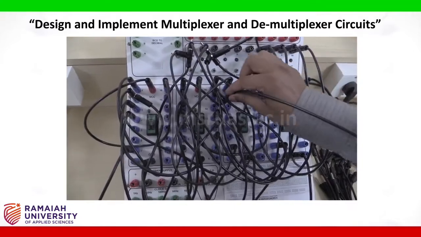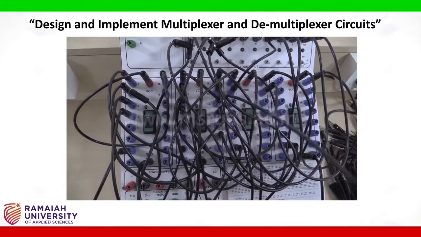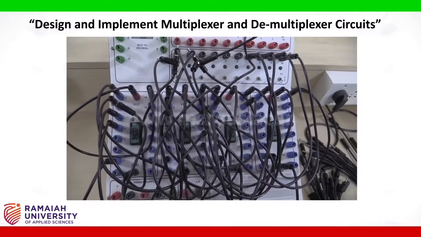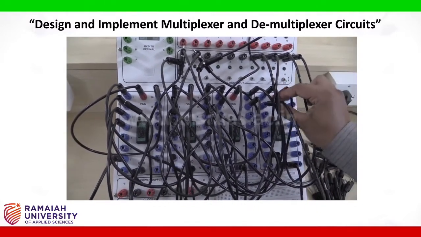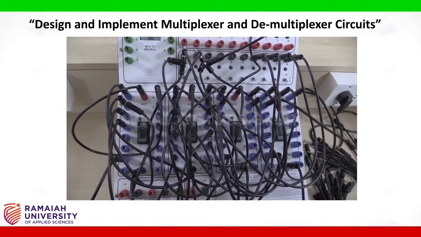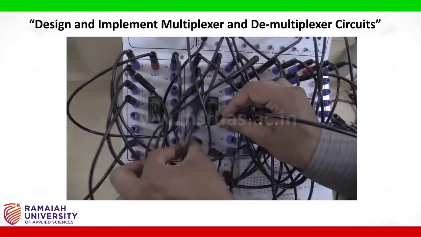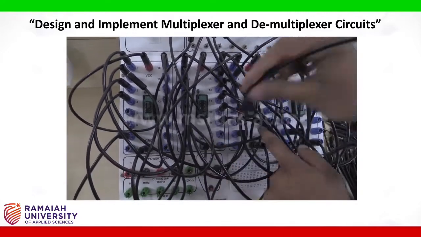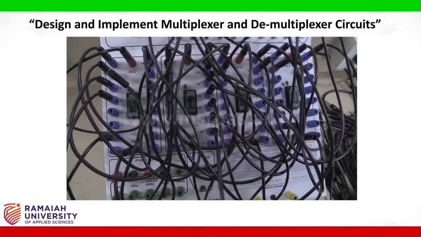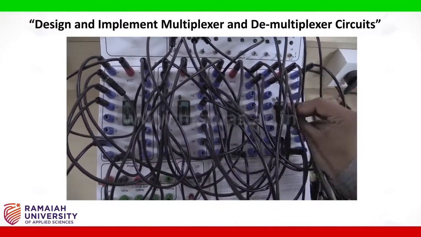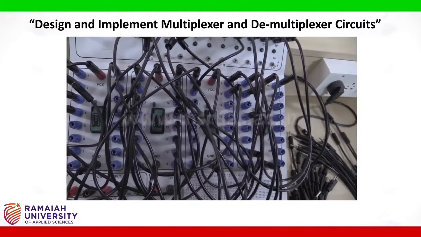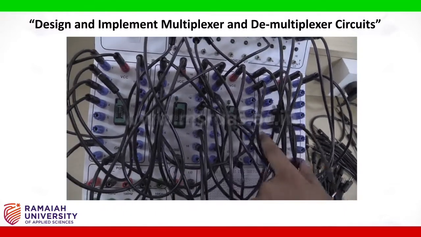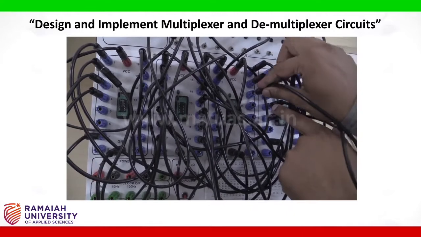Now pin number 12 is connected to pin number 1 of the OR gate. Then pin number 2 of the OR gate is connected to pin number 6 of the 3 input AND gate. Pin number 8 of the 3 input AND gate is connected to pin number 4 of the OR gate. Pin number 5 of the OR gate is connected to pin number 12 of the second 3 input AND gate.